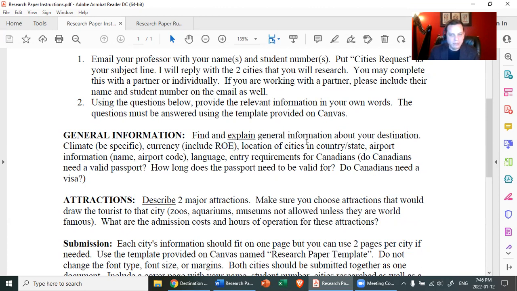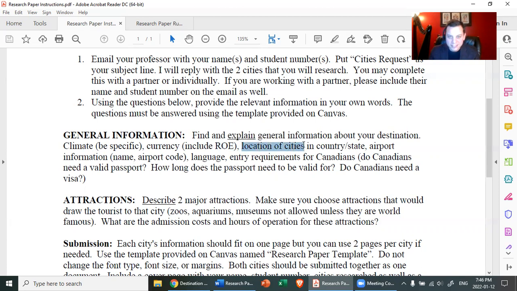So for example, if you're researching a city in the US, the ROE is usually around, I don't know, these days between 70 and 80 cents on the Canadian dollar. So that's what a rate of exchange is. How much will 1 Canadian dollar give me in local currency? 1 Canadian dollar might give me 78 cents US. That's the rate of exchange, ROE.